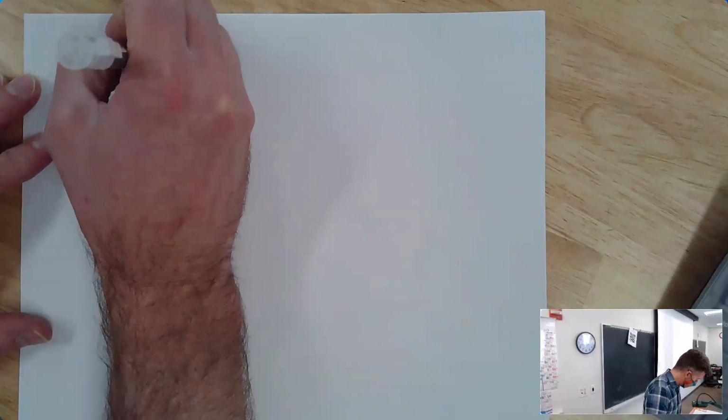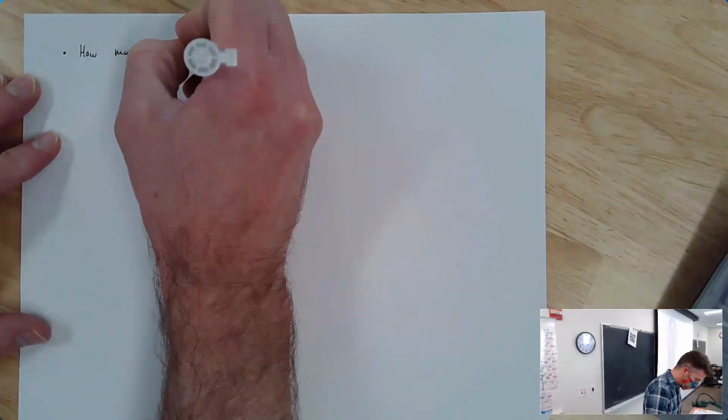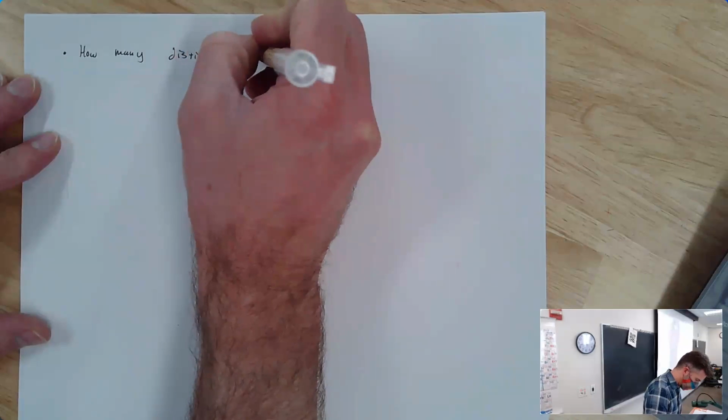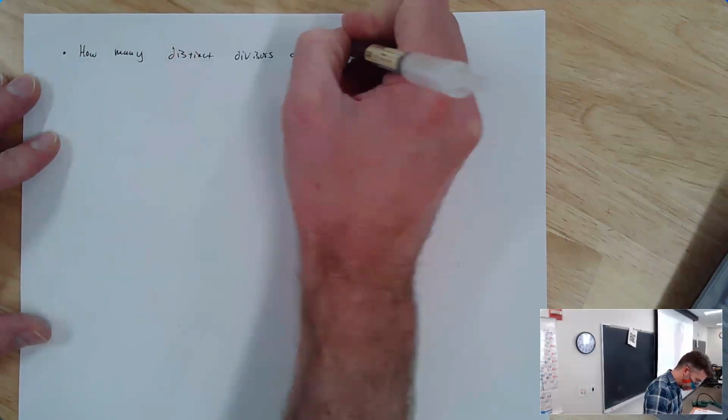How many distinct divisors of 360 are there?